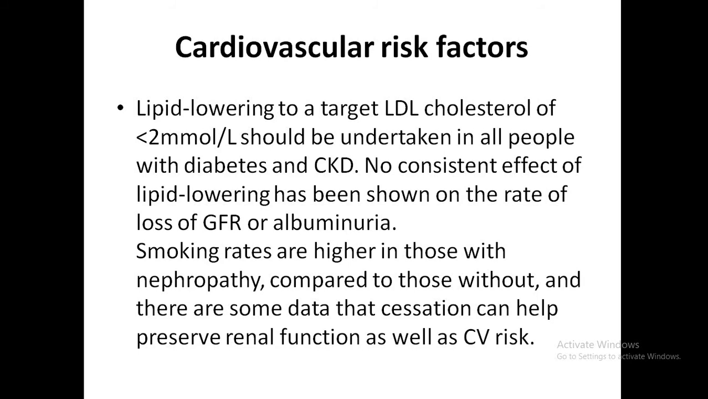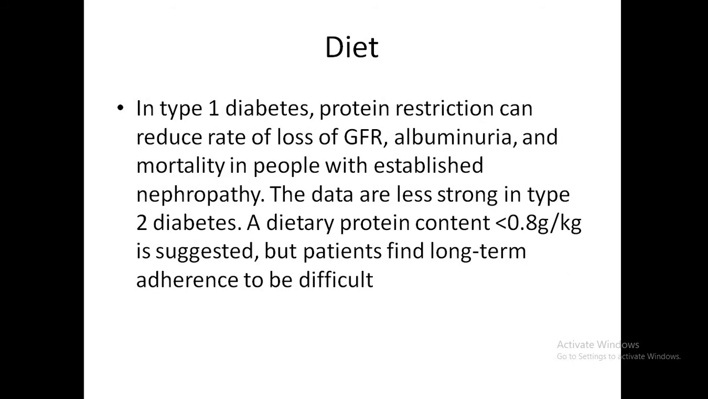Treating the cardiovascular risk factors, so lipids, especially LDL, should be lowered to less than 2 millimole per liter in all patients with diabetes and CKD. This lipid lowering has now been shown to affect the rate of loss of GFR or albuminuria. And smoking, if stopped, will help preserve the renal function as well as improve the cardiovascular outcome.